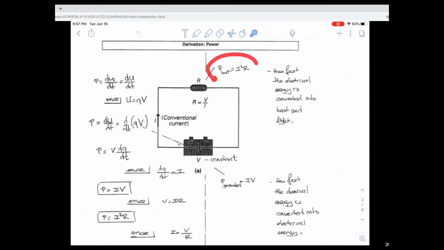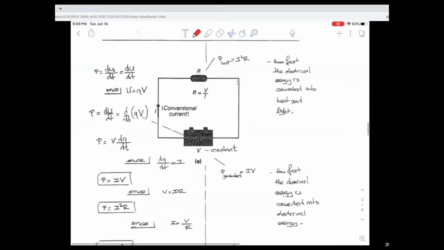Power lost is how fast the electrical energy is converted into heat and or light. So the power lost is not the energy being created or lost. What's happening is energy gets converted into heat and or light. So you got the power lost happening within the resistor, and power is generated within the battery. So through the resistor, the power is lost, and through the battery, the power is generated.